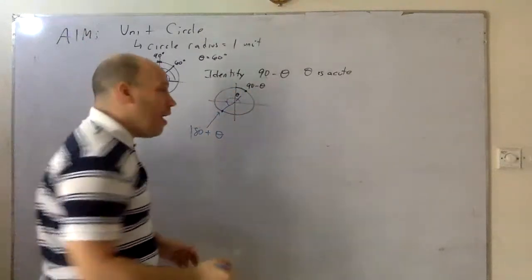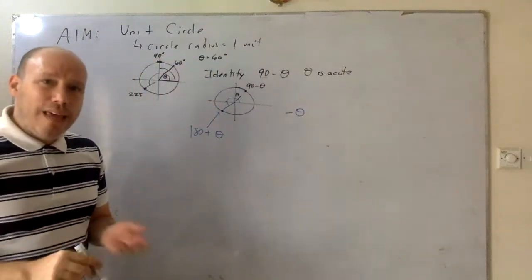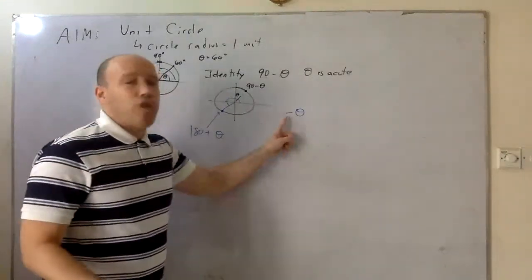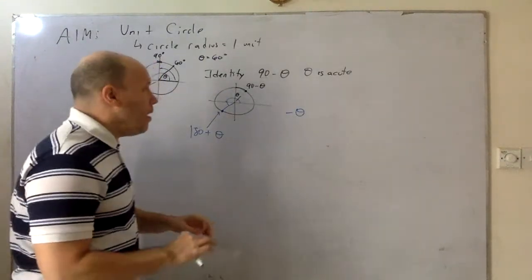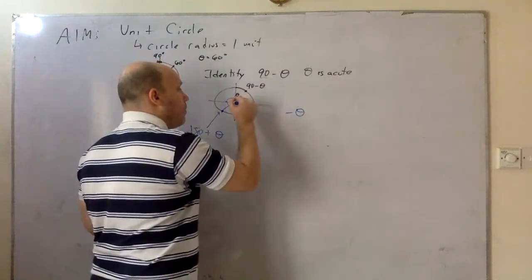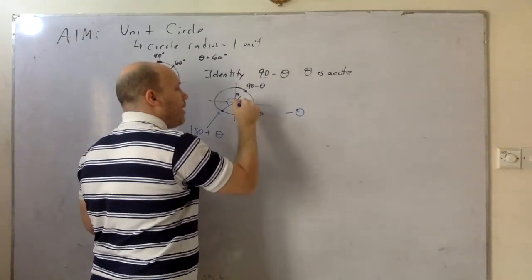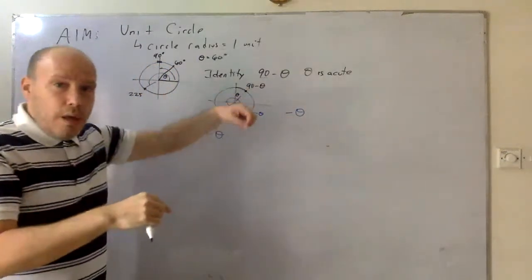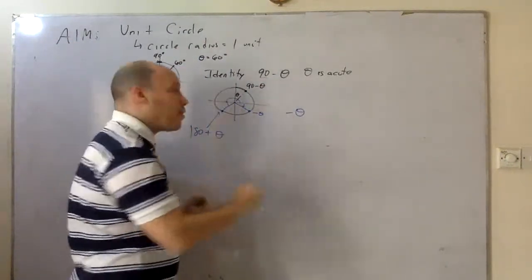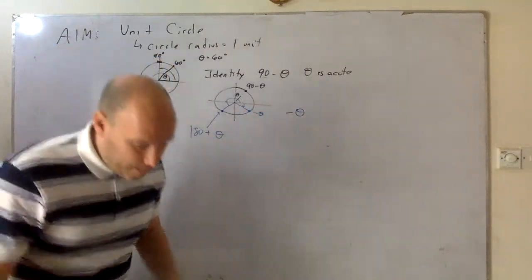Here's a challenging one. How about negative theta? Where is negative theta located? Well, you say, oh, you know what? Negative in geometry just means direction. So in this case, I'm going clockwise theta. Although it's equal to a rotation counterclockwise, the negative says go clockwise theta. And this is where negative theta is located.